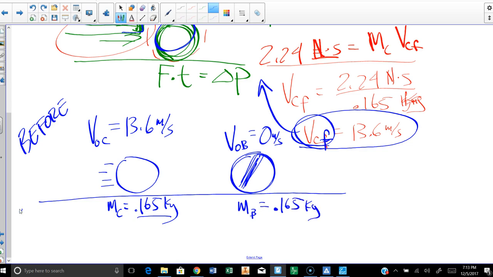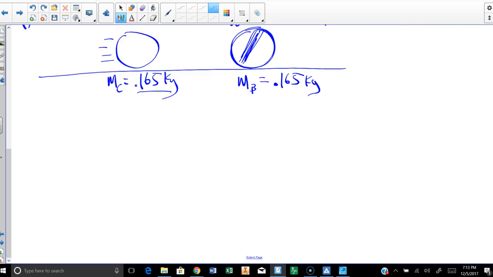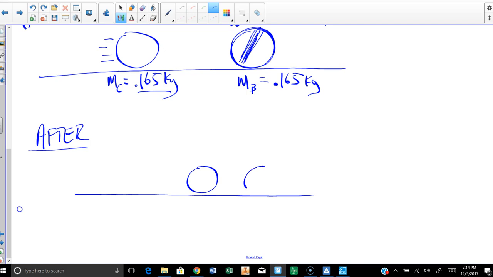So here's the before, and then after, they collide elastically. Now, I have some ideas as to what's going to happen here, but I'm not going to presume. After the collision, there could be a possibility of the cue ball bouncing backwards, or maybe continuing forwards, or maybe just stopping altogether.